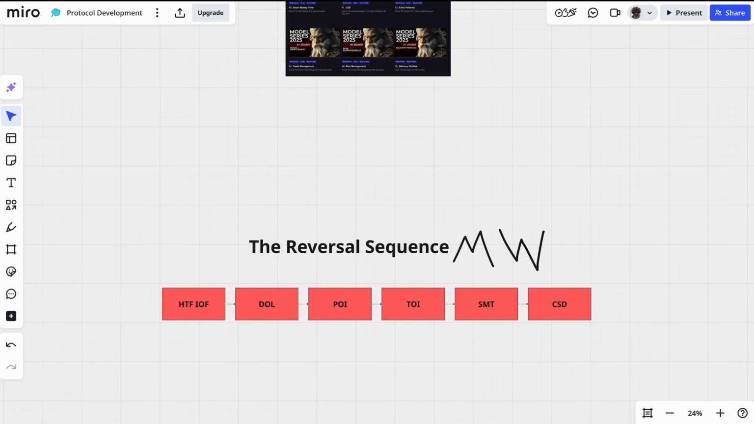So what's important to note is that the reversal sequence looks like the following, where you can see that it begins with higher time frame institutional order flow. This right here is very important. If you are unable to define the higher time frame institutional order flow, you cannot continue moving forward, meaning your focus must first of all be on determining the higher time frame institutional order flow.